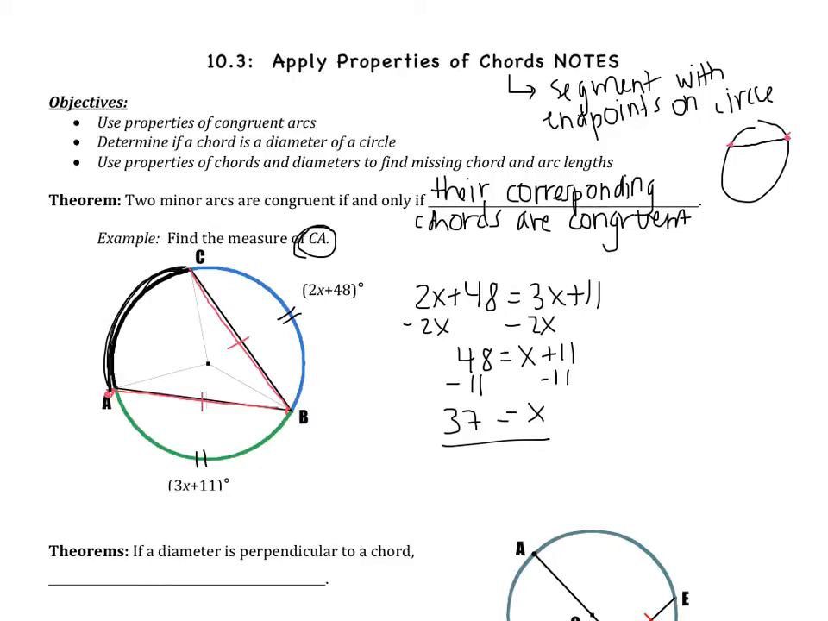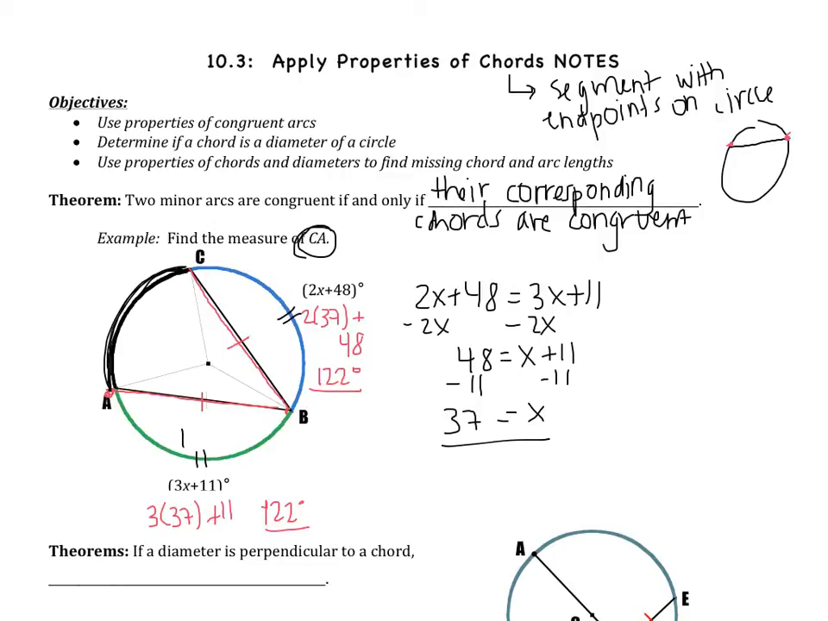Okay, so now that I have my x, I'm going to substitute x back in to both CB and BA. Starting with CB, I have 2 multiplied by 37, add 48, which ends up being 122 degrees. Substituting into BA, I have 3 multiplied by 37, add 11, which also ends up being 122 degrees. Okay, well, let's stop right there. Is that coincidence? Let's think about it. No, it should not be coincidence. By the theorem, the chords are congruent, therefore the arcs have to be congruent. They have to be the same measure. So if they did not end up being the same measure, that would have meant that we did something wrong.